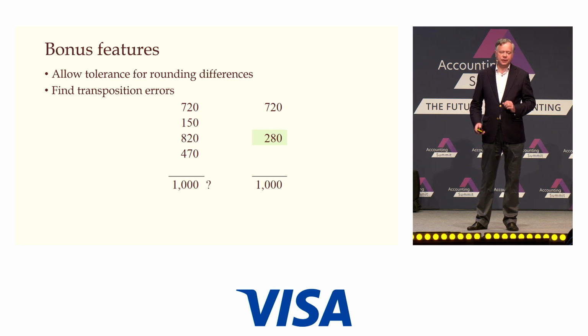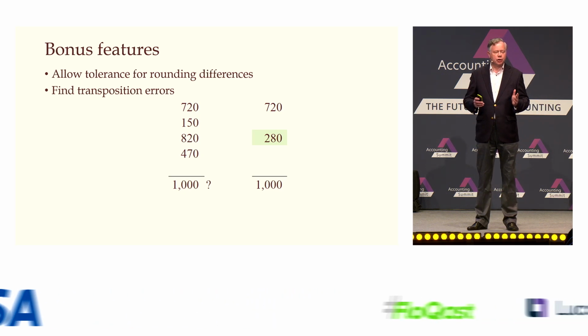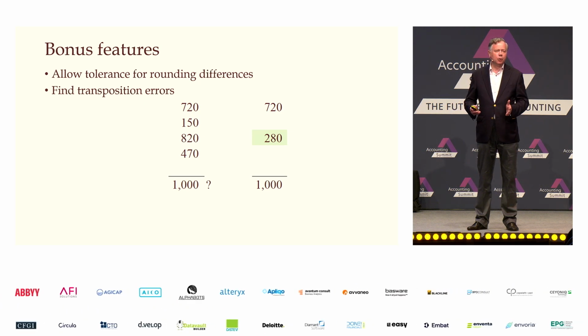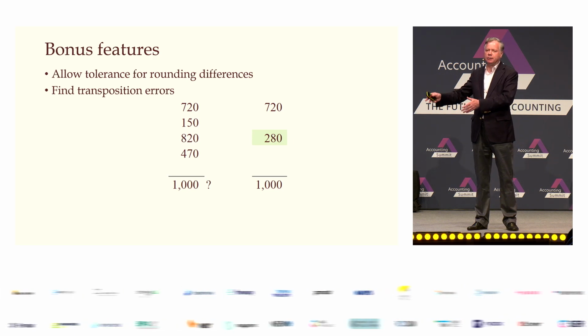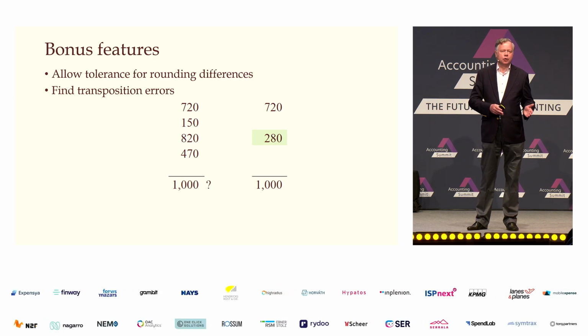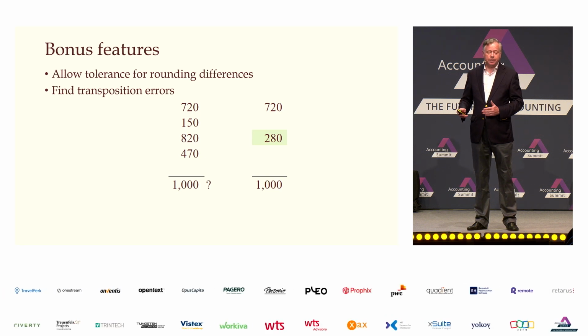And little bonus features. There is a tolerance allowed for rounding differences. It will also cope with every format we know of for negative numbers. Is it brackets? Is it a DR at the end? Is it a CR at the end? Decimal commas, decimal points, etc.